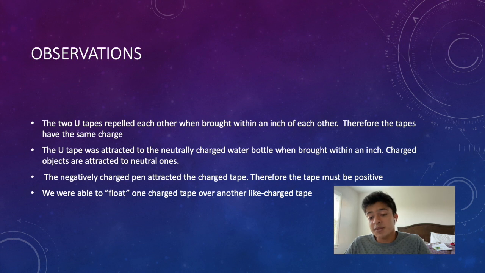The last experiment was to positively charge 2 pieces of tape the same way, and to float one on top of the other by putting them close enough to where the electric force negated the gravitational force on the top tape. And the tapes repelled because they had like charges.